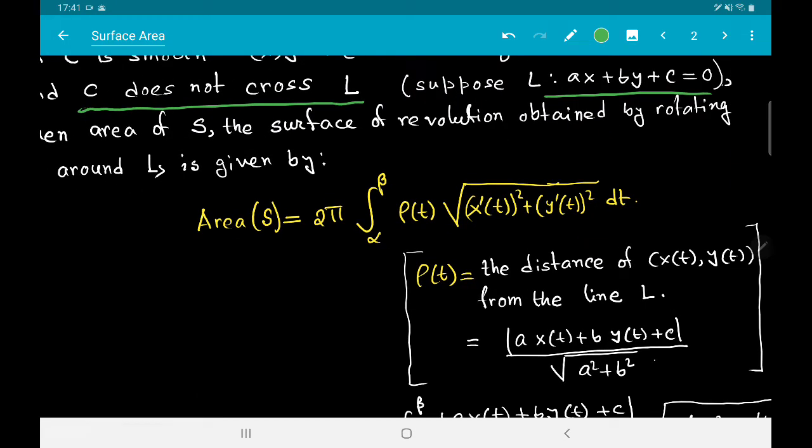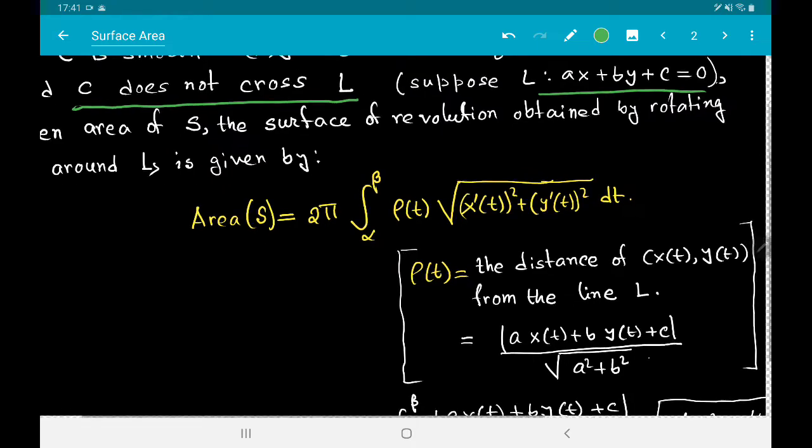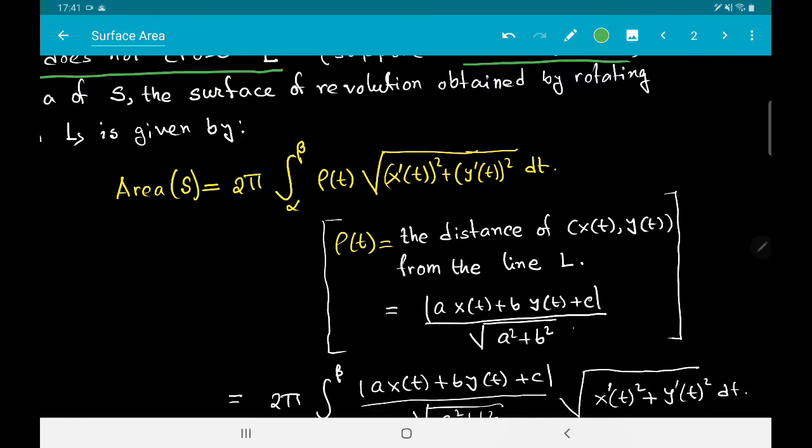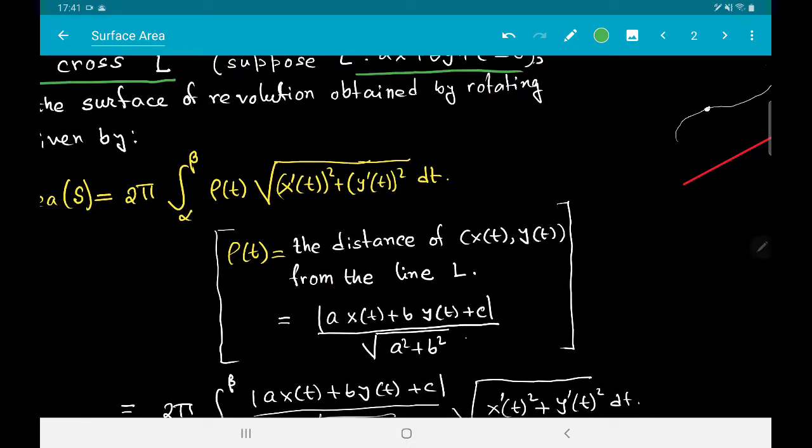So then the area of the surface of revolution that we have just generated will be given by this formula. So 2 pi times the integral from alpha to beta of rho t under root x prime t whole square plus y prime t whole square dt. So what is rho t? Rho t is the distance of the point x t, y t from the line L.